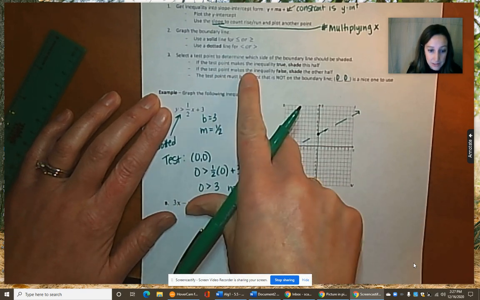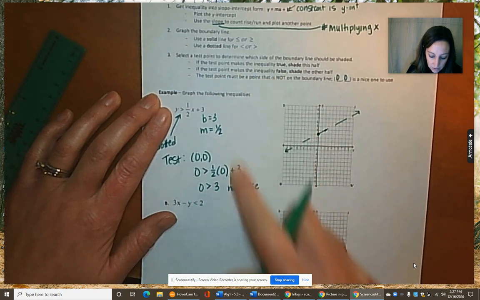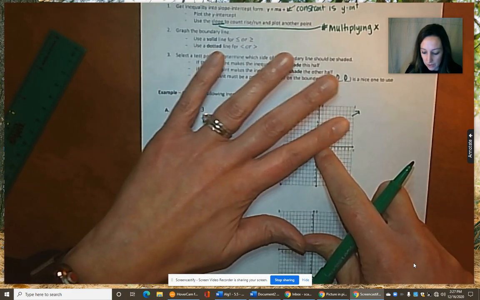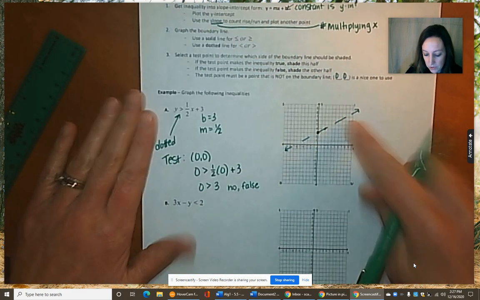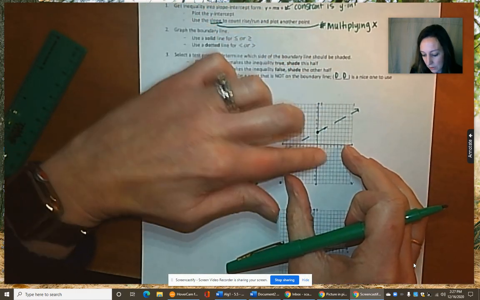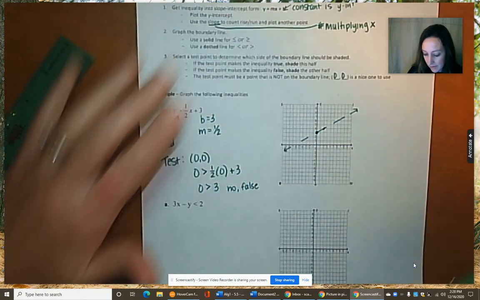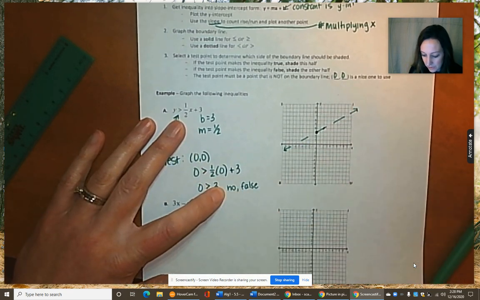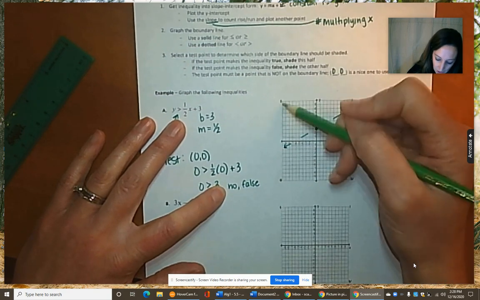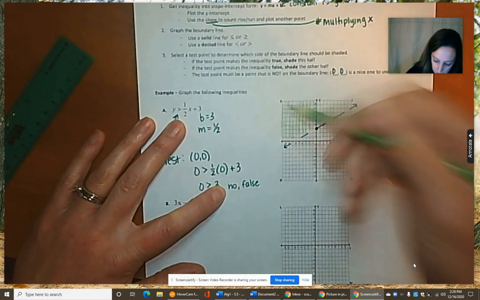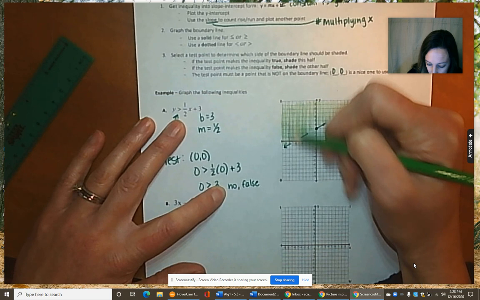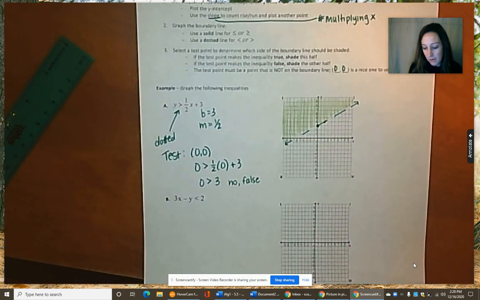And that's when it says here, if the test point makes the inequality false, which it did, 0 is not greater than 3, then I'm not shading towards (0, 0). I'm shading the other half. So my boundary splits my plane into two parts. I have this part, I have this part. (0, 0) is in this part. If it would have made that true, then I would have shaded towards (0, 0). But it makes it false, so I'm shading the other part. So I'm shading up here. And any point that's in my coordinate plane up here will make my inequality true. And that's the graph of y is greater than 1/2 x plus 3.